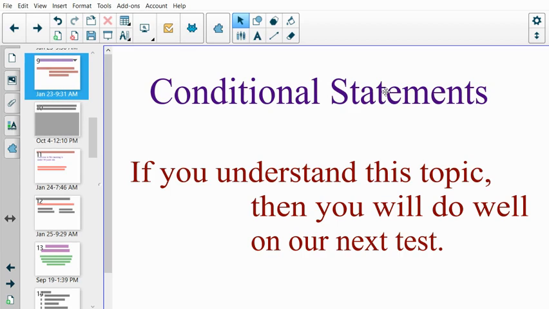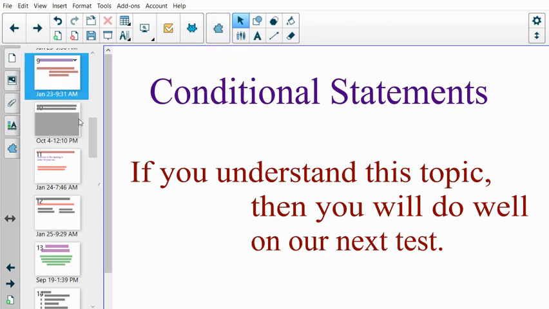The topic of the day, we're going to take a look at conditional statements. We're going to come back and take a look at patterns a little bit more next week. But this is a good topic for us to do today. It's just a quick introduction to this thing called conditional statements, the word that you see on the screen right now. And in red, I have a conditional statement. If you understand this topic, then you will do well on our next test. This I believe to be a true statement, and it is this thing called a conditional statement.